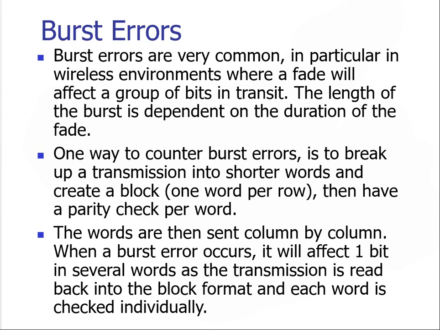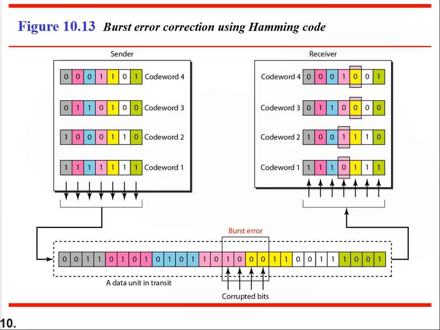So burst error means we have more than one bit error. So how can we detect and correct the burst error? For that we have a method. The same Hamming distance can be used for error detection, and a simple parity check will not be used here. So look at the burst error correction using Hamming code diagram.